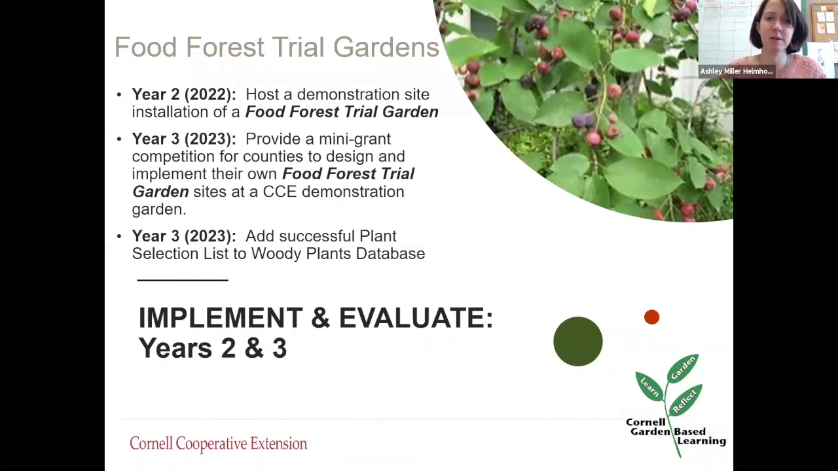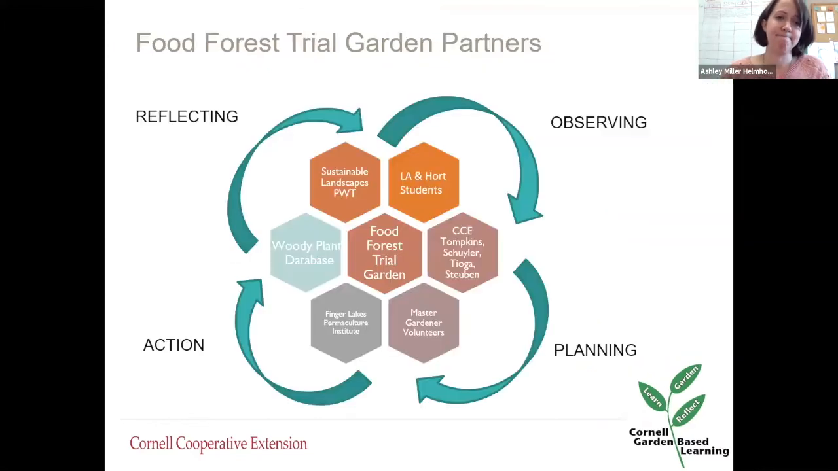And my hope is also that we can add to the research and evaluation elements here in the horticulture section, like the woody plants database. We're hoping that maybe there are some very successful plants in these gardens that we could add to that database as well.